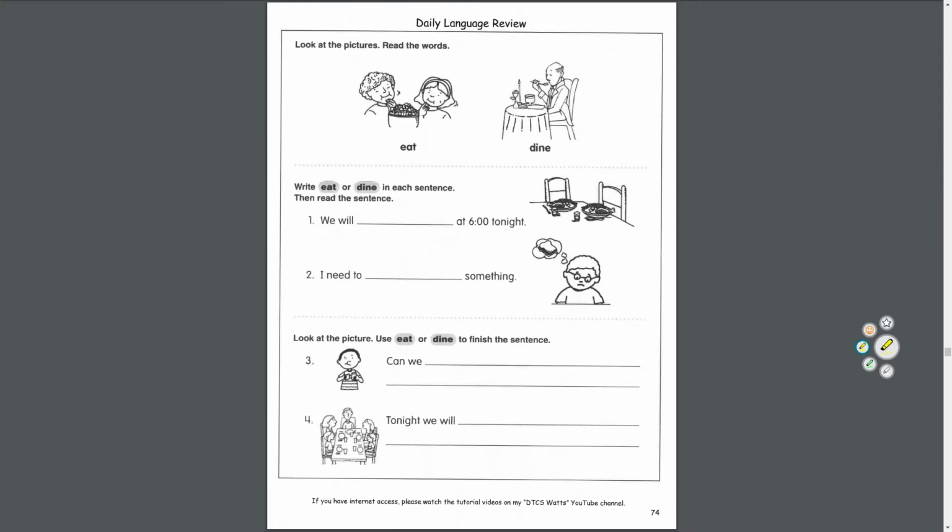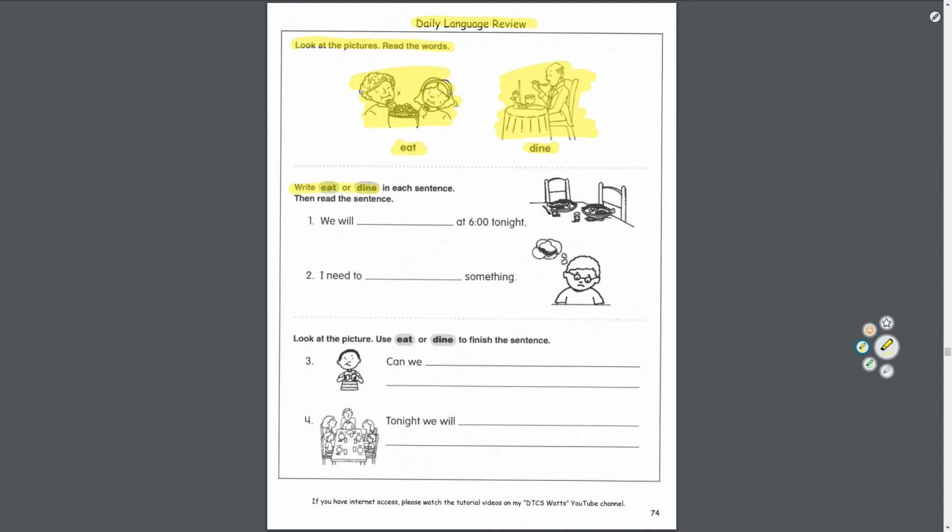Today we will talk about the words eat and dine, how they don't mean quite the same thing. Daily language review. Look at the pictures, read the words. So I see a boy and girl eating some grapes, maybe popcorn, and the word is eat. And here we have a man sitting at a table eating with a fork. There's a candle. Looks like he's at a restaurant. The word is dine. You dine at a restaurant, but you eat at home.